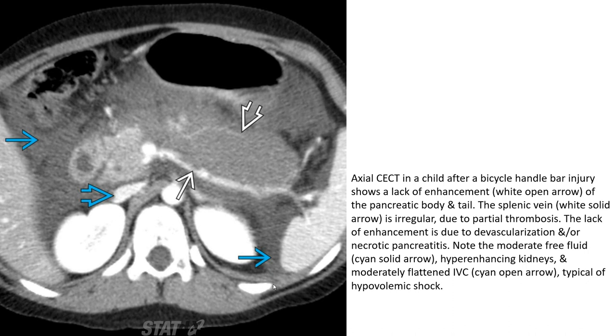Axial contrast-enhanced CT in a child after a bicycle handlebar injury shows a lack of enhancement of the pancreatic body. The splenic vein, with solid arrow, is attenuated due to partial thrombosis. The lack of enhancement is due to devascularization and necrotic pancreatitis. They also demonstrate free fluid, hyperenhanced kidneys, and a moderately flattened IVC, the open arrow sign, typical of hypovolemic shock.